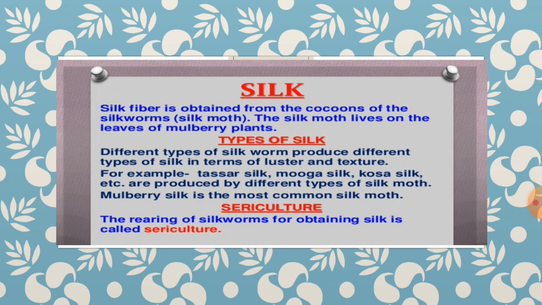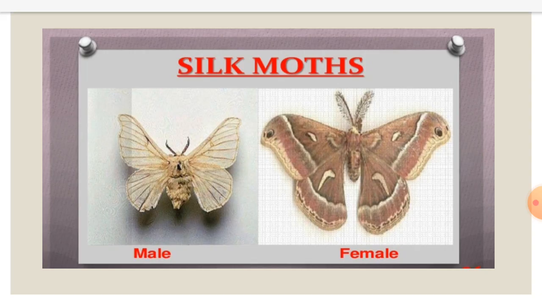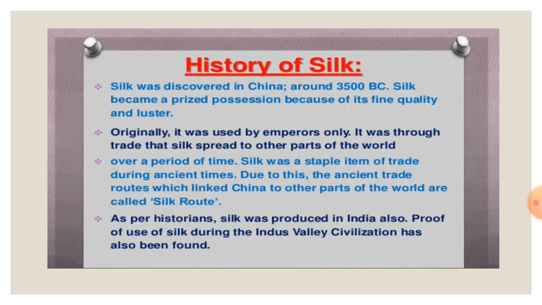Now, what do you mean by sericulture? The definition of sericulture is very simple. The rearing of silkworms for obtaining silk is called sericulture. Got it? Now, this is the picture. Here I am showing you the silk moths, the male and female. You must have seen moths in your daily life. This is the picture of the silk moth from which we get the silk.